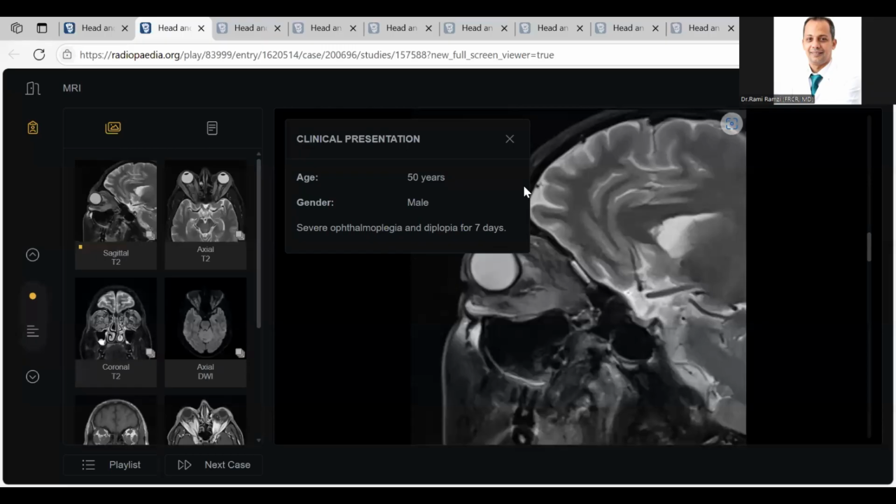50-year-old male patient with severe ophthalmalgia. The time is up. Okay, thank you, doctor, so much. You did very well.